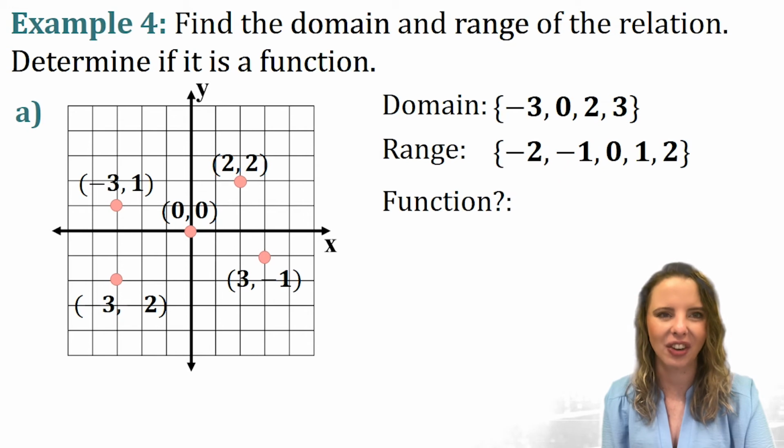Is this a function? How many elements do we have in our domain? 4. How many elements do we have in our range? 5. We have one less element in our domain than in our range, so we know that one of our domains had to double up. Guess what? If you look at the graph, now those 2 points are green. -3, 1, and -3, -2 have failed the vertical line test. So this is not a function. It is simply a relation.